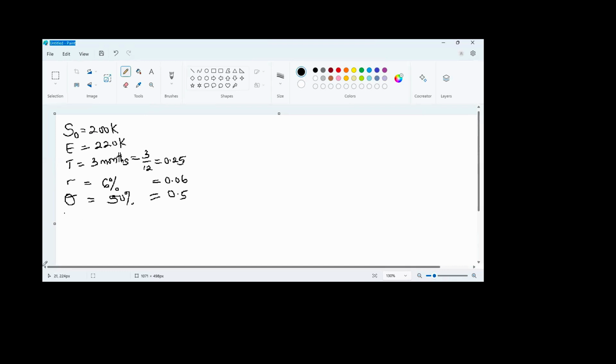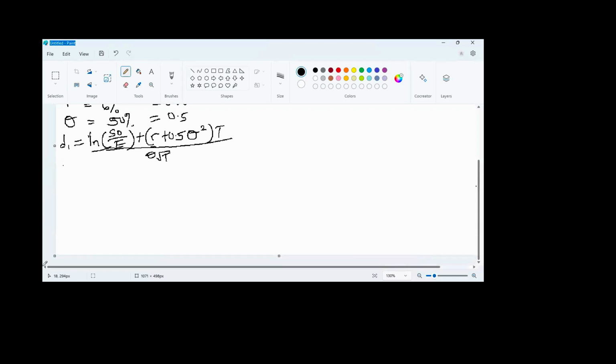Now get your d1. Put your formula out: ln of bracket X0 over E, close your brackets, plus bracket small letter r, plus 0.5 volatility square, close your bracket, multiply by T, all over volatility square root of T. You have itemized your variables. Move on.